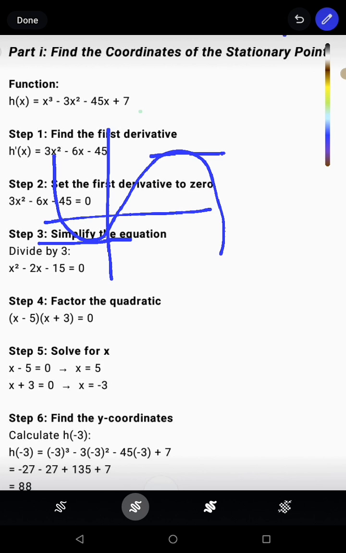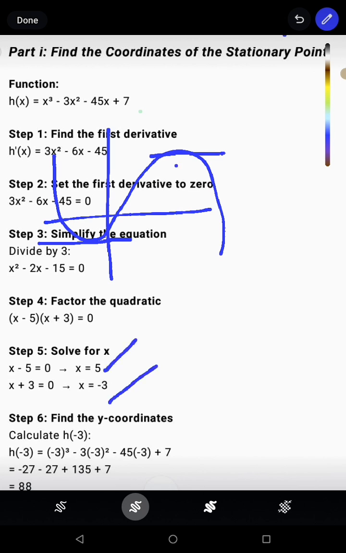That is it. So that is why we have two stationary points. But that's not what they want us to find. Those are not the coordinates. These are the x coordinates at the stationary point. Then what do I do to get the y coordinate at the stationary point?